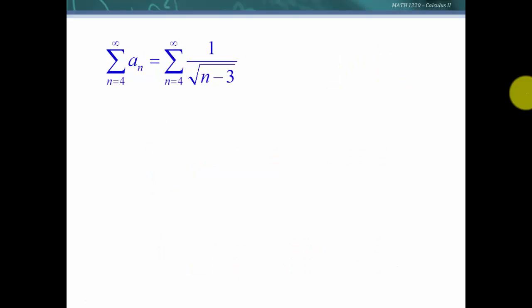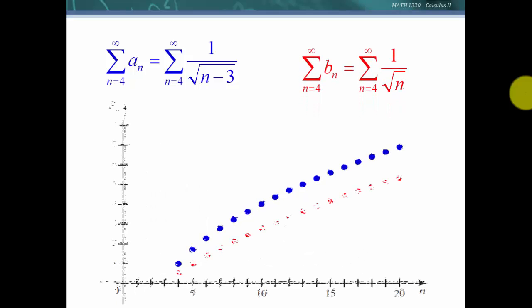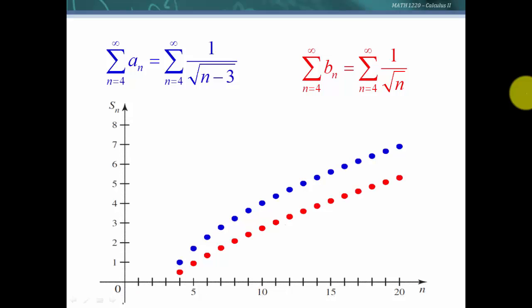Now let's look at another one. 1 over square root of n minus 3 are the terms in this series. And as we look at that one, they look like this. We could compare that to this series, and because this is minus 3 here, we're taking something away from this denominator, so this denominator will be smaller than this one, and so these terms will be larger, and we can see that here. And so A sub n terms are always greater than the B sub n terms.